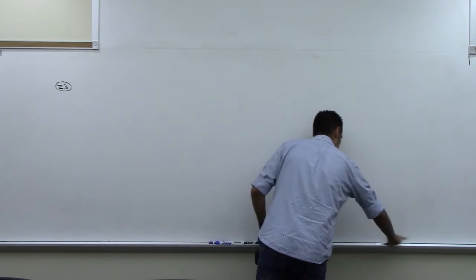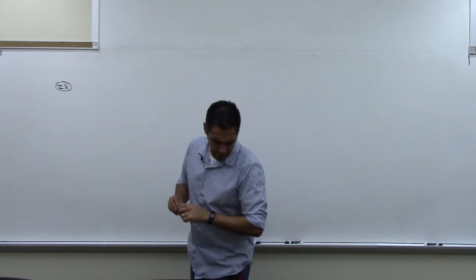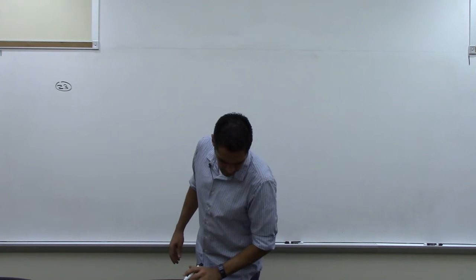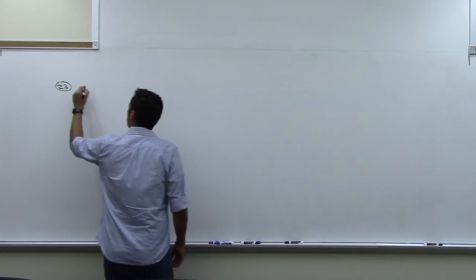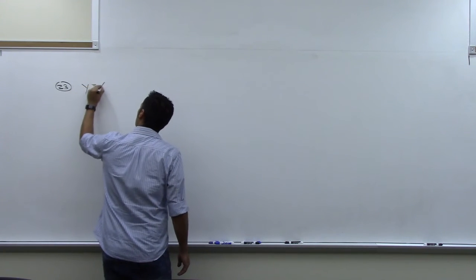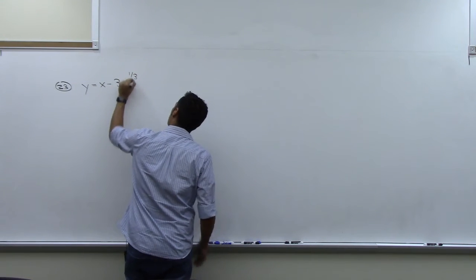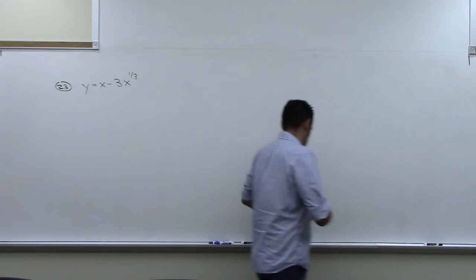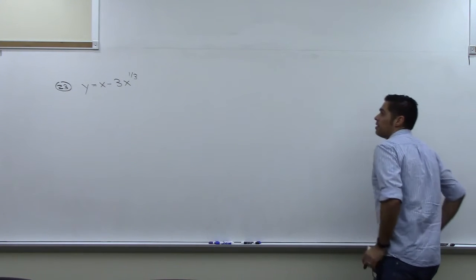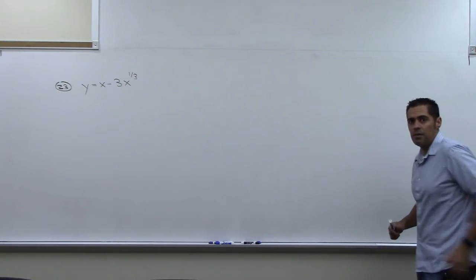Get a good marker here. y equals x minus 3x to the 1/3. All right, so we want to sketch this using our techniques here from calculus.